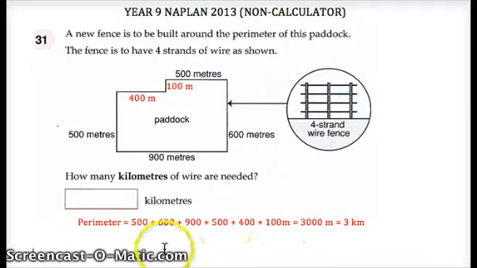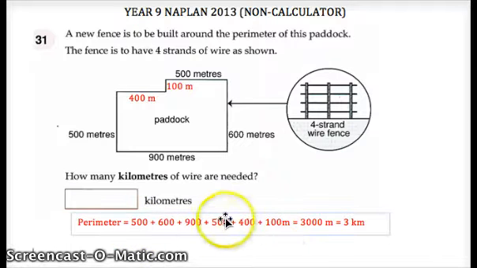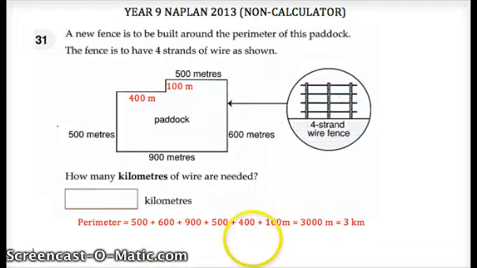Another way you can look at this is, say, 500 plus 500 is 1000. 600 plus 400 is 1000. And 900 plus 100 is also 1000. So 1000 plus 1000 plus 1000 is 3000 meters.